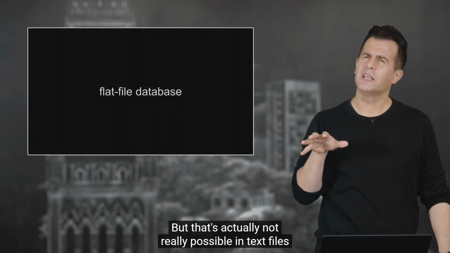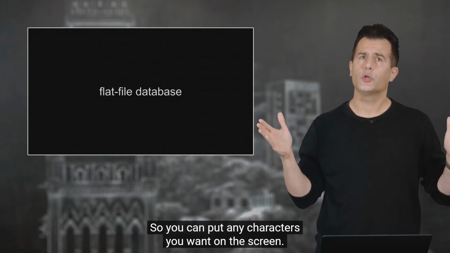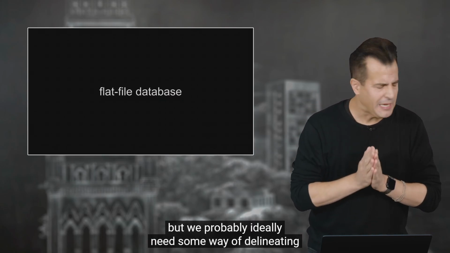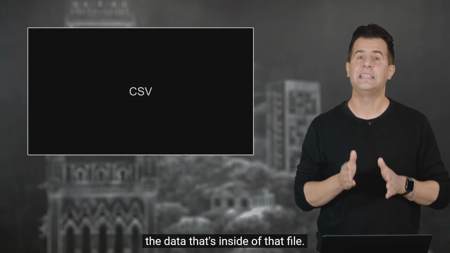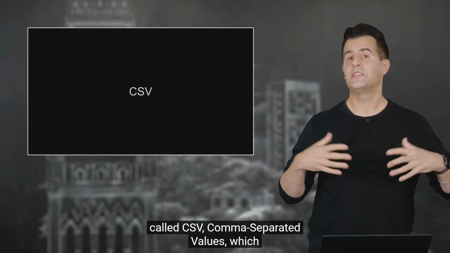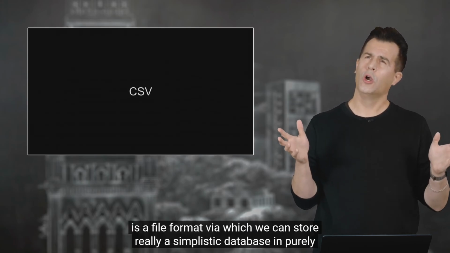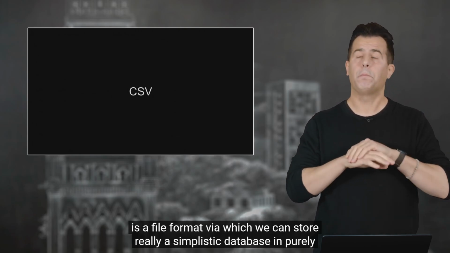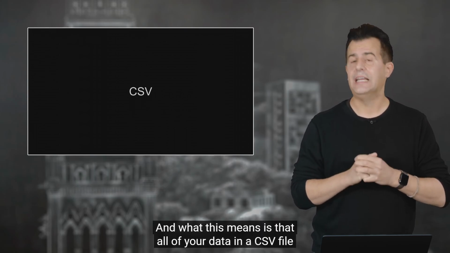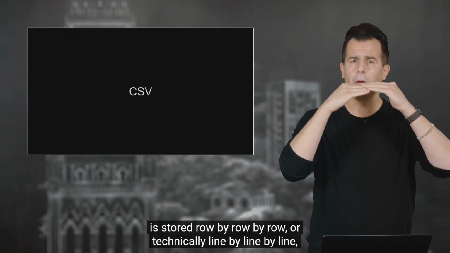But that's actually not really possible in text files alone, because of course in text files you literally just have text. So you can put any characters you want on the screen. You can maybe have different lines or different rows of text, but we probably ideally need some way of delineating the data that's inside of that file. And one of the most common ways to do this is via a file called CSV, comma separated values, which is a file format via which we can store really a simplistic database in purely an ASCII or really a Unicode file. And what this means is that all of your data in a CSV file is stored row by row by row, or technically line by line by line.